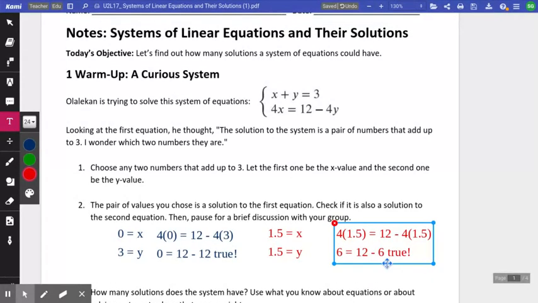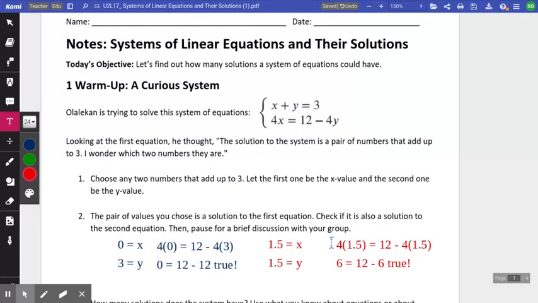So what's that telling me? Well, it's telling me 1.5 and 1.5, that combination of numbers, is also a solution to the first equation and the second equation. And depending on what pair of numbers you picked at home, you might have gotten another combination of numbers that's also a solution. Whichever pair of numbers you chose, if they added up to 3 for that first equation, you should have also found that they were a solution to the second equation. So what does this mean?